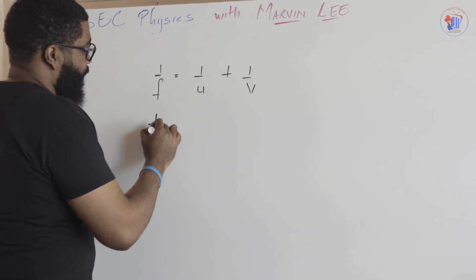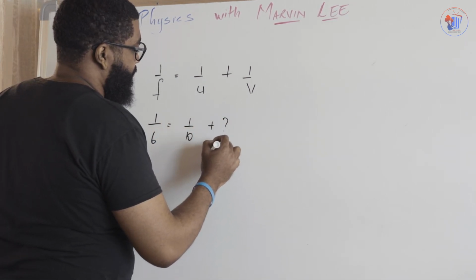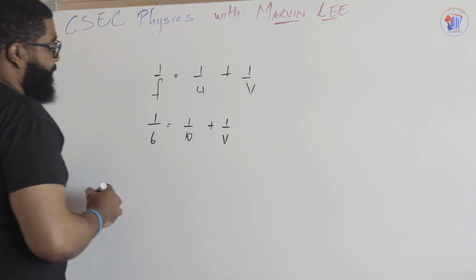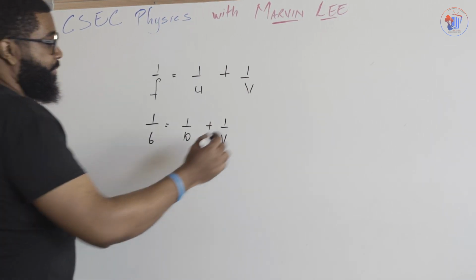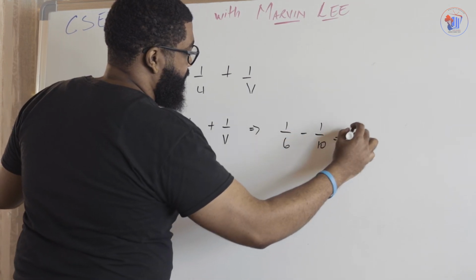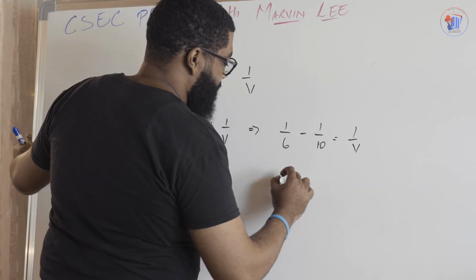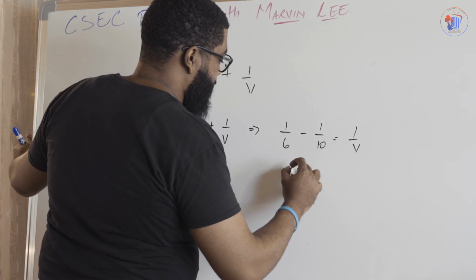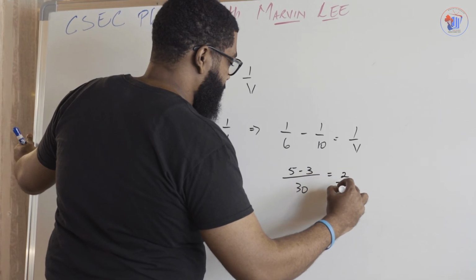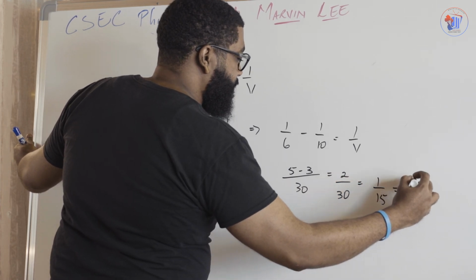So 1 upon 6 is equal to 1 upon 10 plus some unknown. Okay, well, I shouldn't even put some unknown. I'll just put 1 upon v. This implies that 1 upon 6 minus 1 upon 10 is 1 upon v. Let us just use 30. 6 into 5, 10 into 3. This is 2 upon 30. And this works out to 1 upon 15 equals 1 upon v.